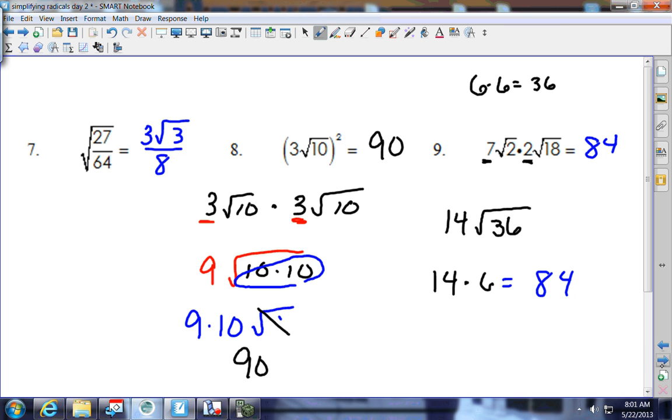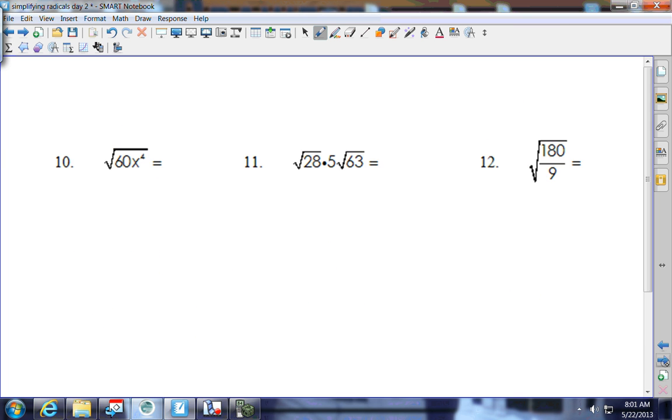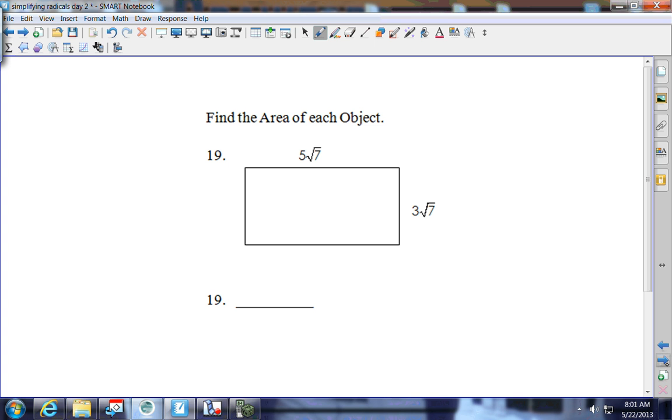Let's skip a second and go to right here, number 19. Trying to get my pen back. There we go. All right. On number 19, it says find the area of each object. Okay. What is the formula for area? Area equals length times width.